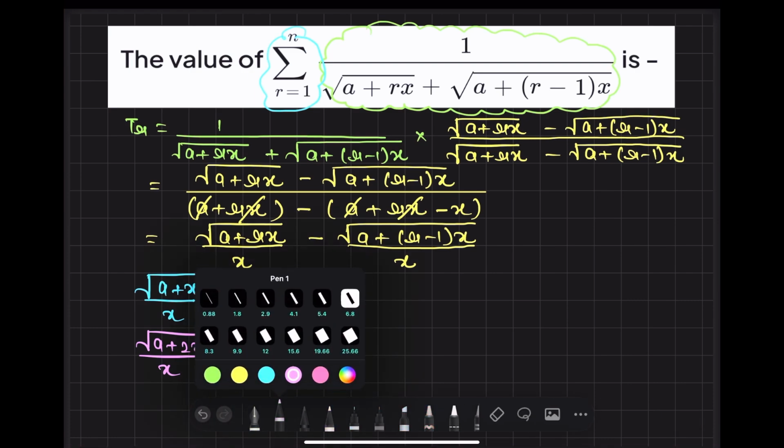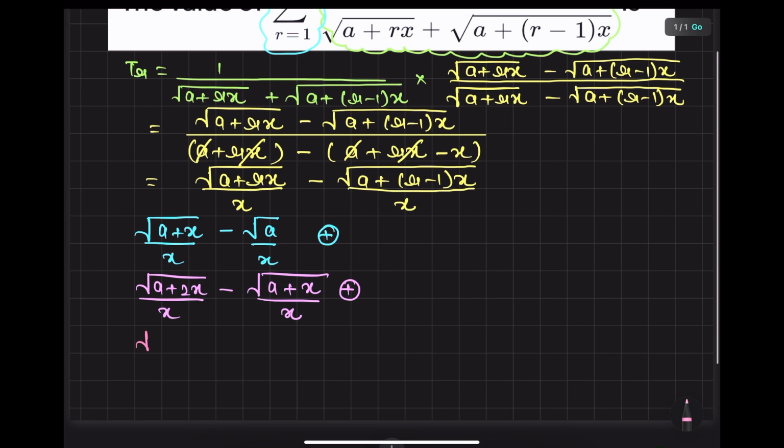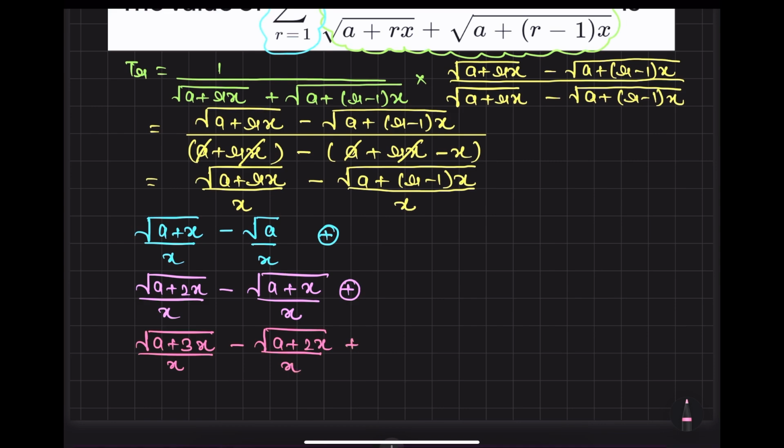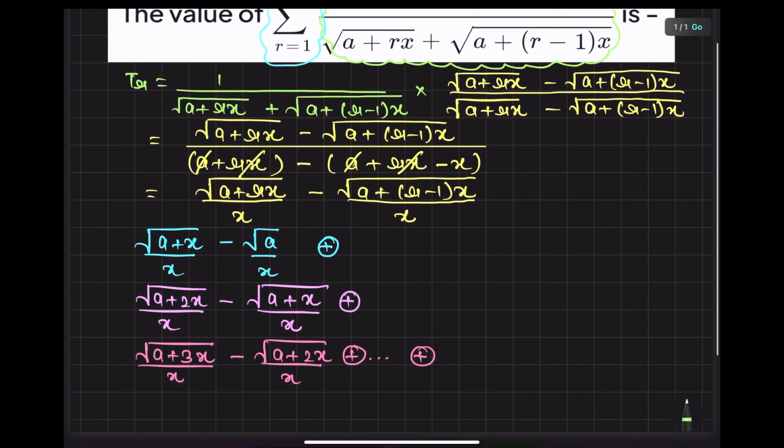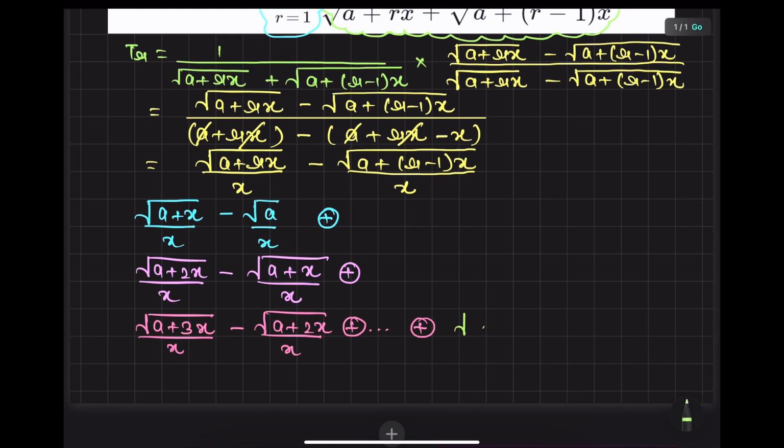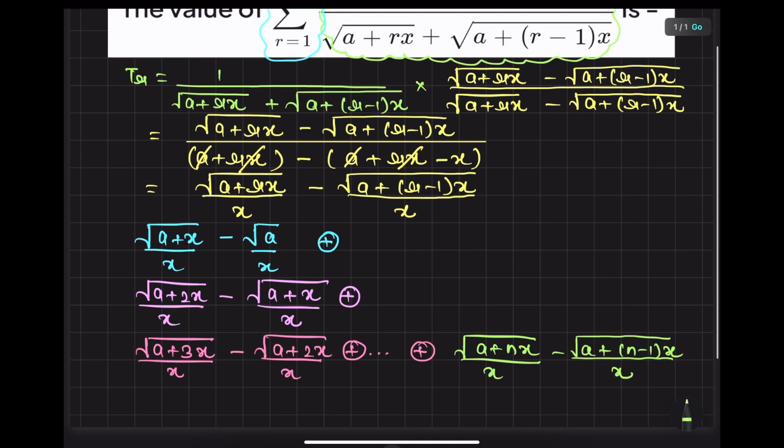Okay, I will be writing one more thing. So we got root over a plus 3x minus root over a plus 2x, by x. This is plus, and this thing will keep on going, and the last component would look like this. We have to write down till n terms. So it is root over a plus nx minus root over a plus n minus 1 x, by x.